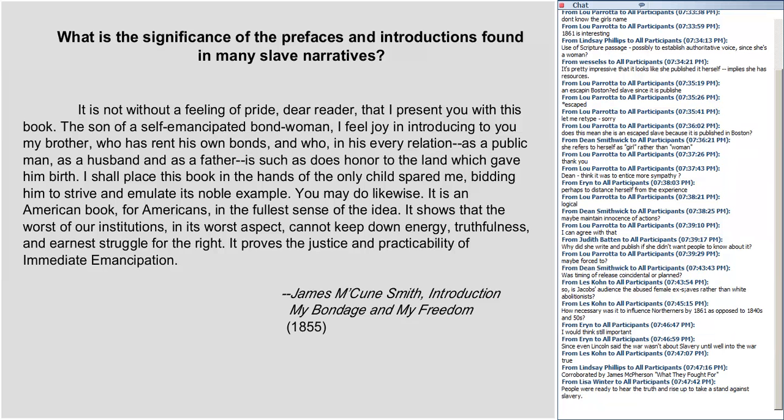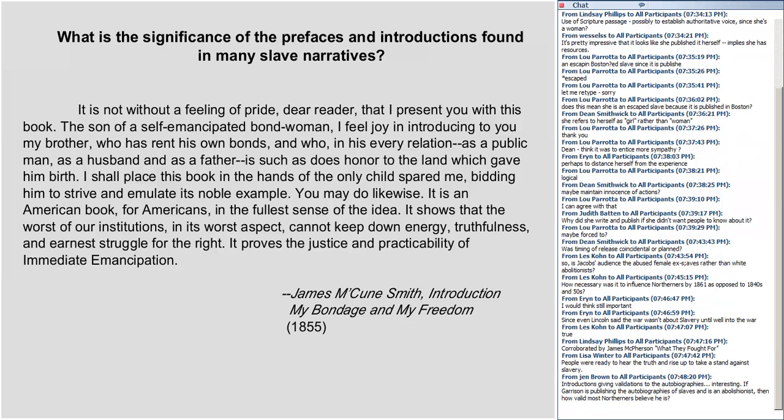So just to point to the preface that James McCune Smith writes, again, James McCune Smith is a black man, and in 1855, he was an outspoken critic of William Lloyd Garrison. That doesn't mean that he was opposed to Garrison's stand against slavery. Smith was a very decided anti-slavery man, but he didn't approve of Garrison's position. So it says something that Douglass picks a man who really disagrees with the man who wrote the preface to his first narrative.